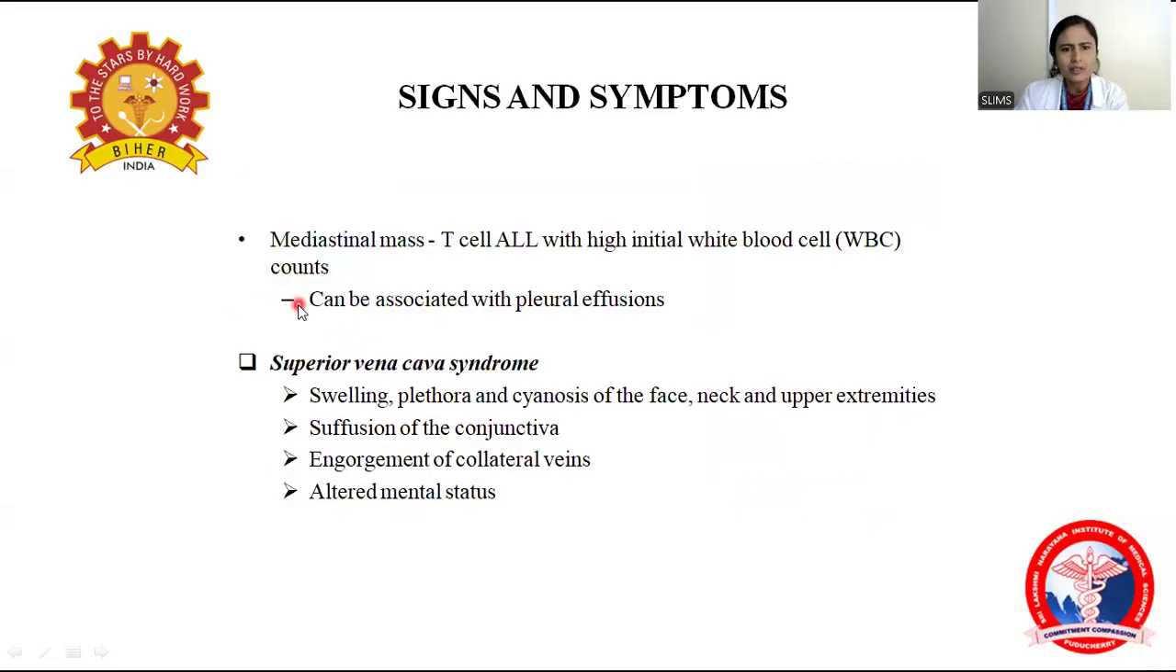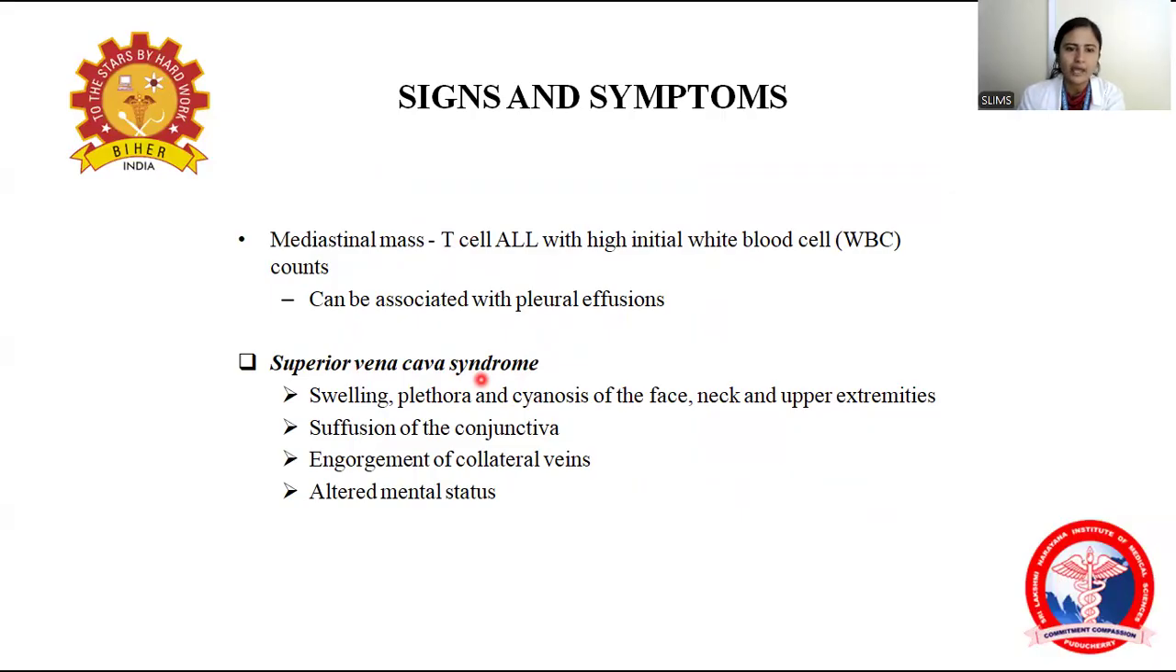Coming to mediastinal mass, it is most commonly seen in T-cell ALL with a high initial white blood cell count and can be associated with pleural effusion. If there is a mediastinal mass, it can lead to the complication of superior vena cava syndrome. If the mediastinal mass keeps increasing, the increasing size will compress the superior vena cava.